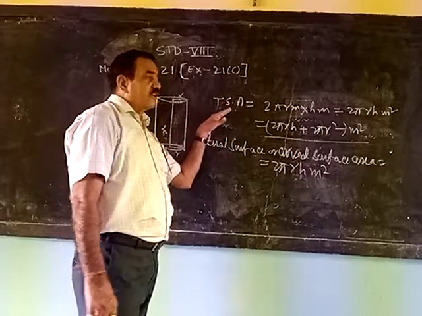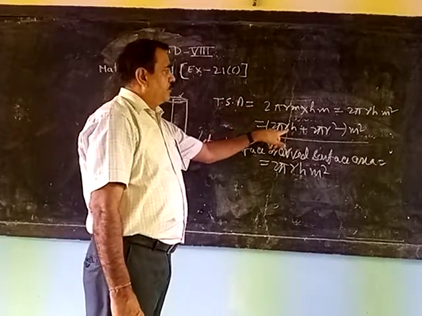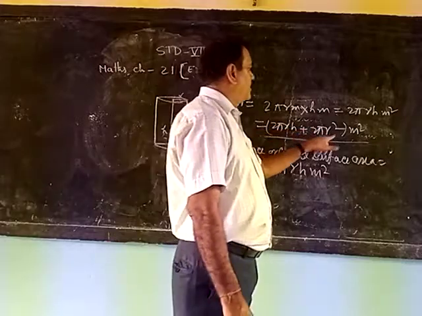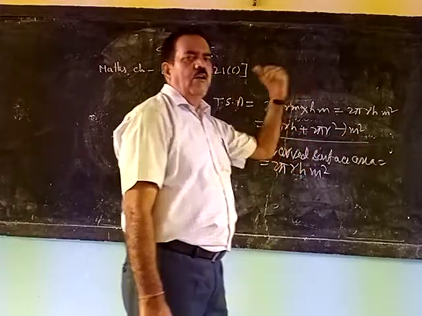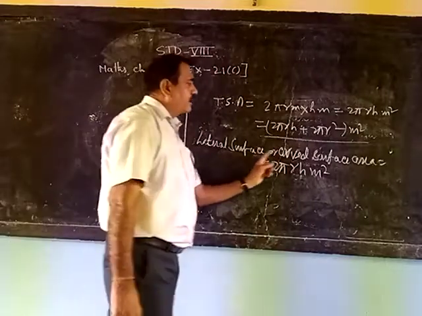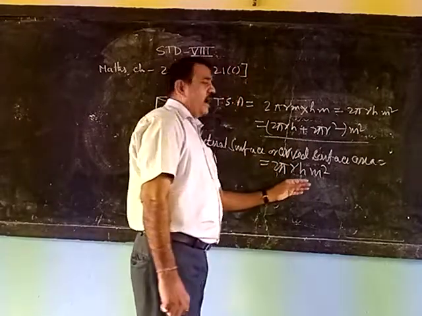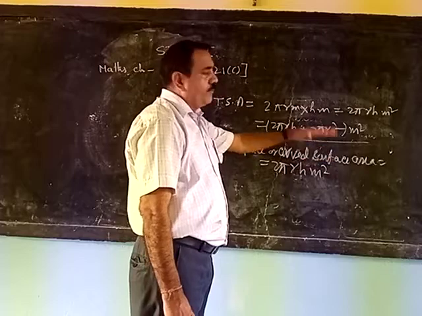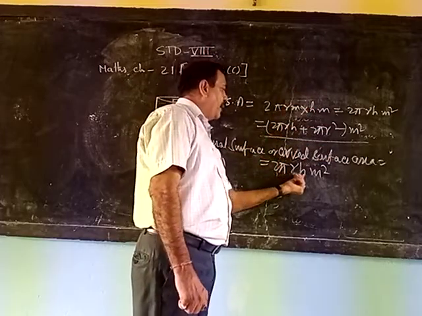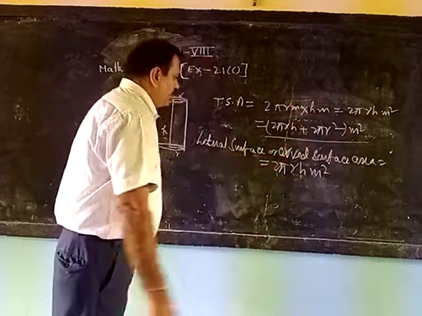So this is the total surface area. What is the formula of total surface area? 2 pi r h plus 2 pi r square, meter square or centimeter square. What is different? Lateral or curved surface area is 2 pi r h, leaving the bottom and top portion area. Then we have only 2 pi r h meter square.